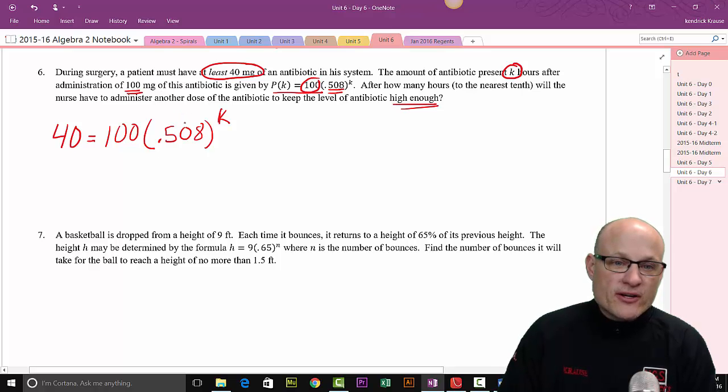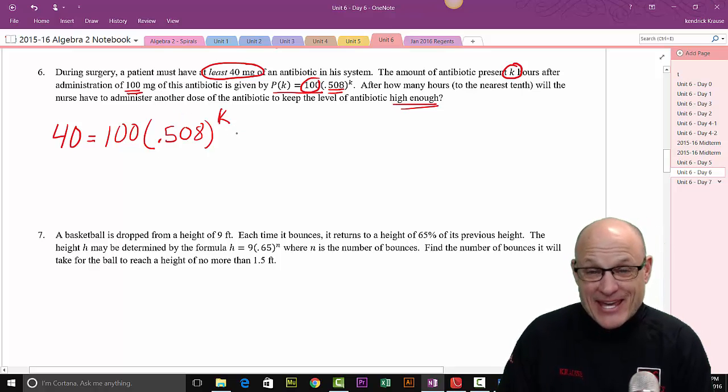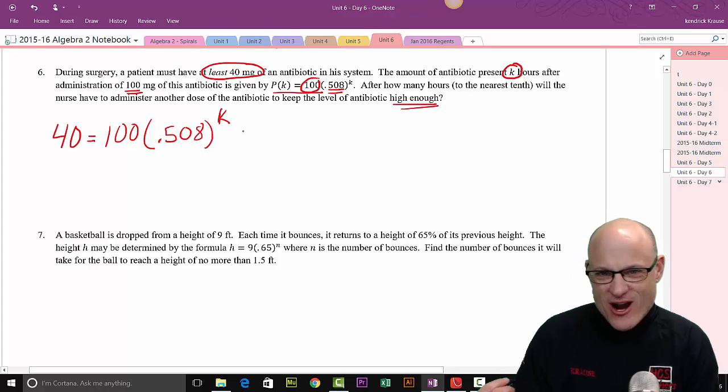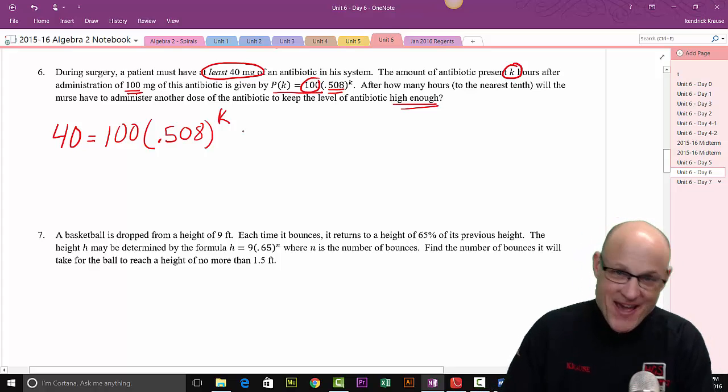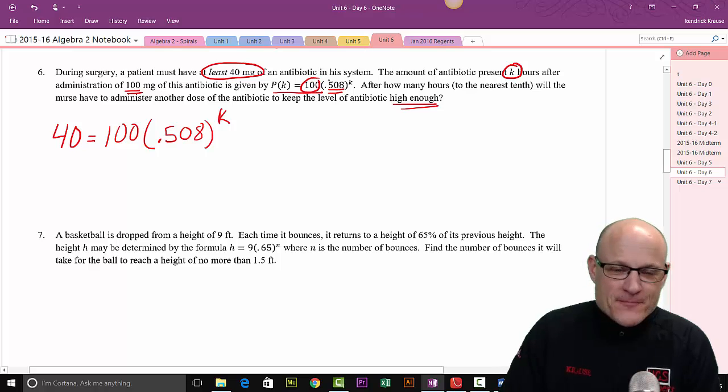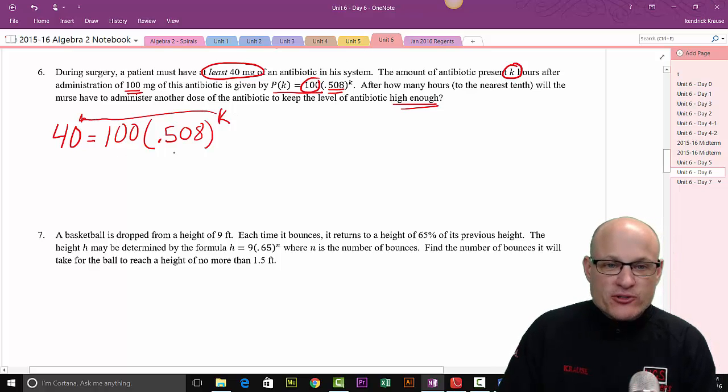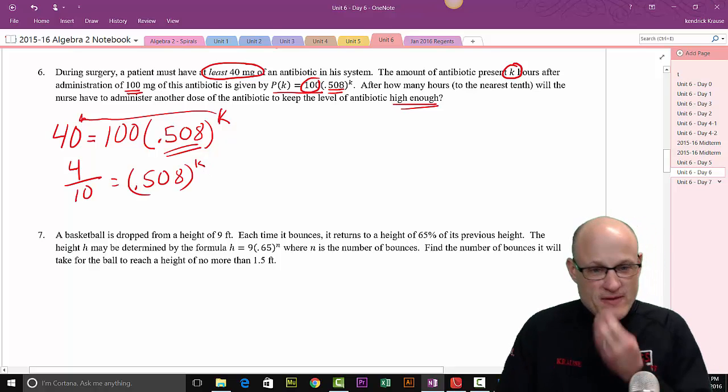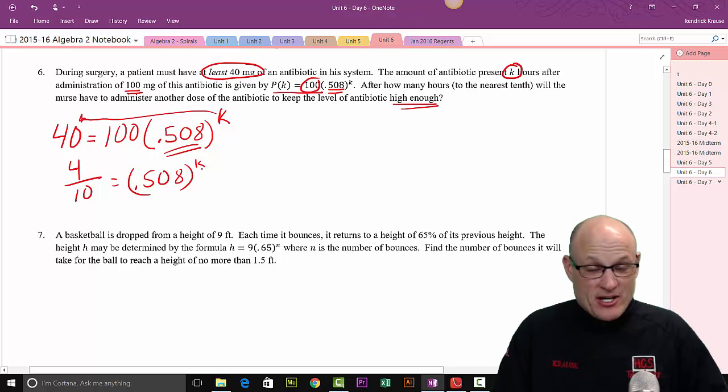So what we want to do is figure out how much time K before it goes down or depreciates. Notice this is below 1, right? So it's going to go down in value. Divide by 100, so I get 4/10 is equal to 0.508 to the K. I just divided by 100, and 40 divided by 100 is 4/10.